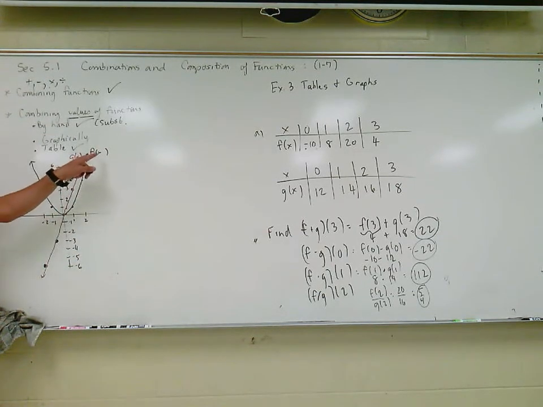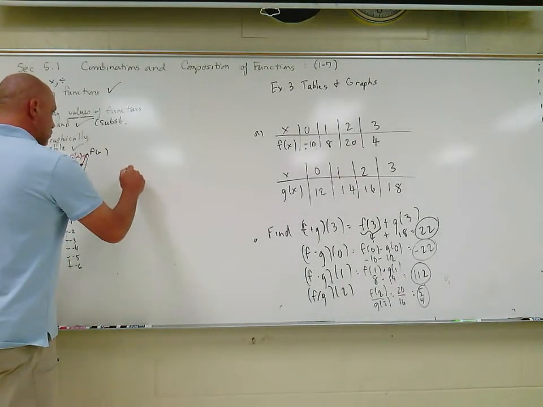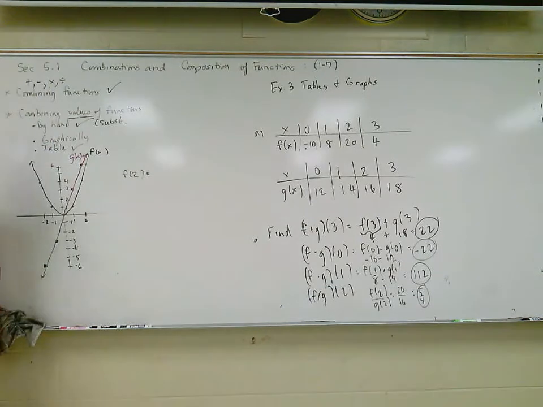Notice I've given you two graphs, f of x and g of x, and I tried to highlight the key points. So each one has the x from -2 to 2. I've highlighted the points that go along with it. Okay, so I'm going to ask the question. What is f of 2? Hopefully 4, if you can see it, sorry.